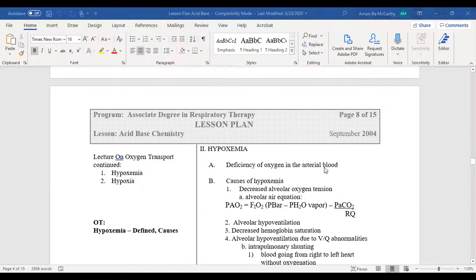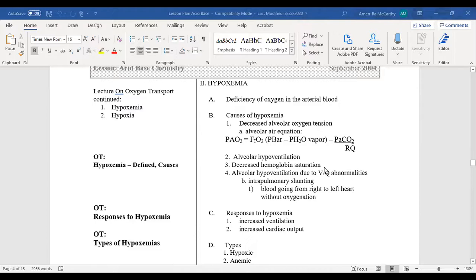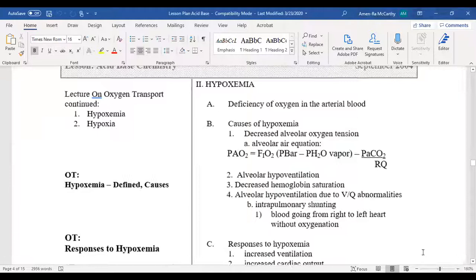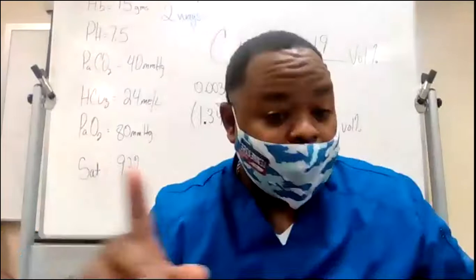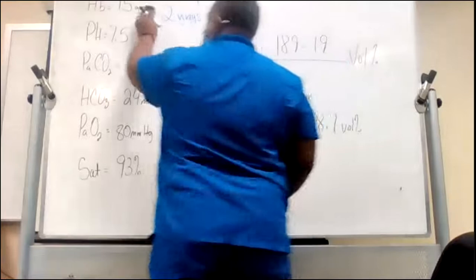Now we're going to talk about hypoxemia. Hypoxemia is the deficiency of oxygen in arterial blood. Low oxygen in arterial blood, okay? There are a few ways to find out if your patient is suffering from hypoxemia. There are a couple of numbers we can look at to see if my patient is hypoxic or not. So you'll know there's more than one way to tell if the patient is suffering from hypoxemia, okay?